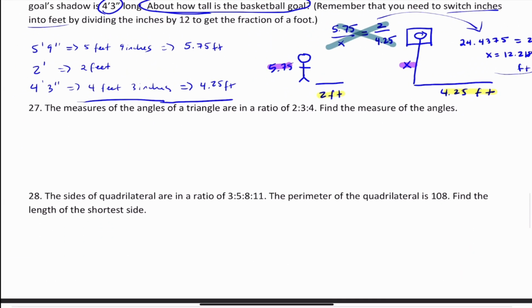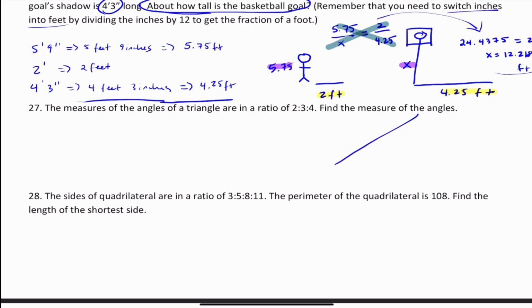Okay, number 27, it says the measures of the angles of a triangle are in a ratio of 2 to 3 to 4. Find the measures of the angles. Now, again, like in class, I did say that the measures of the angles of a triangle are in a ratio. It doesn't say that the angles are strictly 2 degrees, 3 degrees, 4 degrees. That's not what it's asking. It's saying the ratio is in the form 2 to 3 to 4.